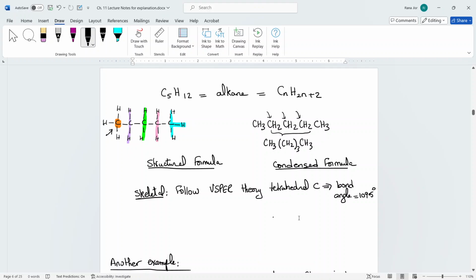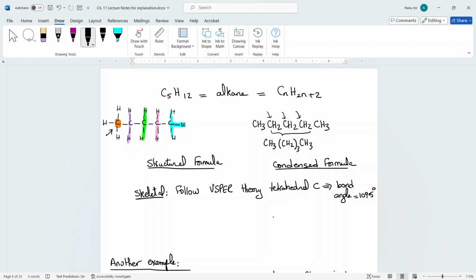Just make sure that you always follow VSEPR and the tetrahedral geometry whenever you are drawing the skeletal form. So never ever show the carbons as a straight line in the skeletal. You need to show them as a zigzag.